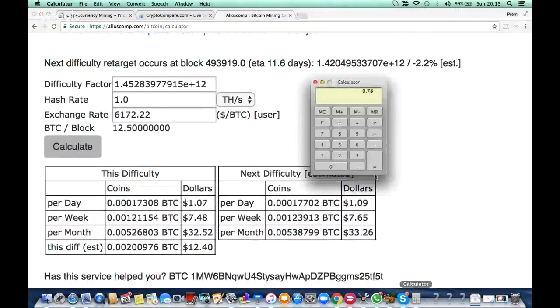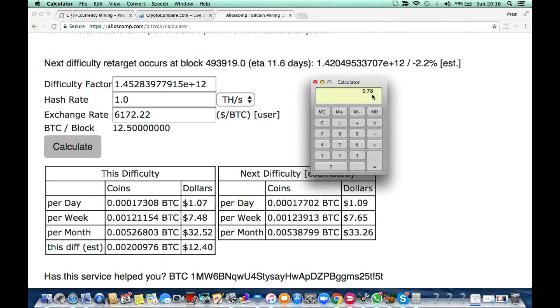So I worked it out that 1 terahash per second is giving you roughly 78 cents a day, right? Now you're thinking, well, what's 78 cents to me? It's coming to you in Bitcoin, by the way. It's not coming back to you in dollars. That's very important to bear in mind, because if it's coming back to you in Bitcoin, what looks like 78 cents today could be worth $5 tomorrow, right?